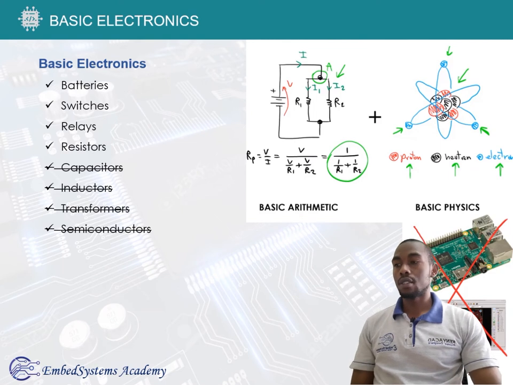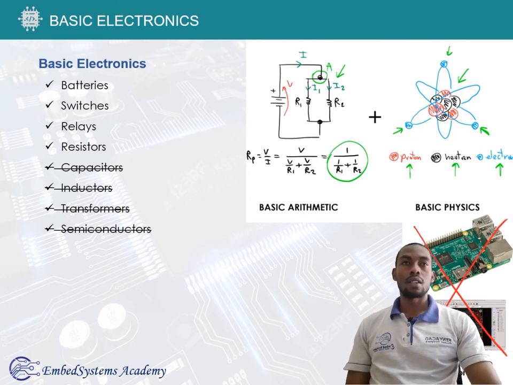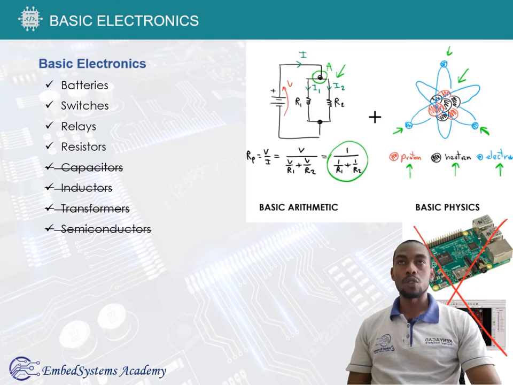The basic electronics components that we can look at are batteries, switches, relays, resistors, capacitors, inductors, transformers, and various semiconductors such as diodes, transistors, and many others. For this class, we shall only talk about the first four: the batteries, switches, relays, and resistors. We shall only need a basic knowledge of arithmetic and basic physics. There is no complex hardware or software in this class, so you're good to go.